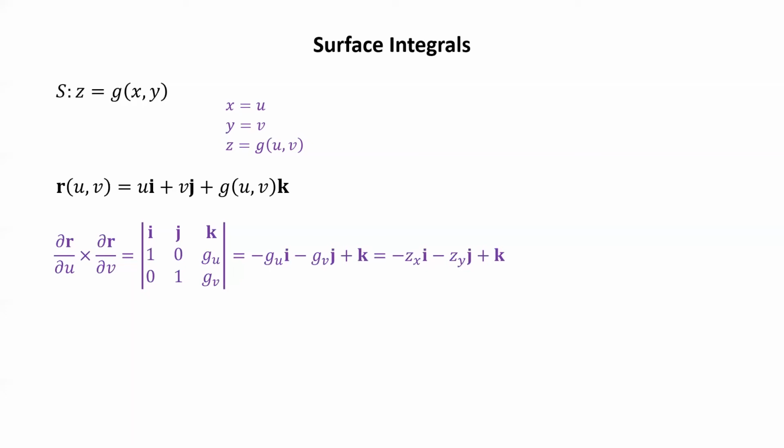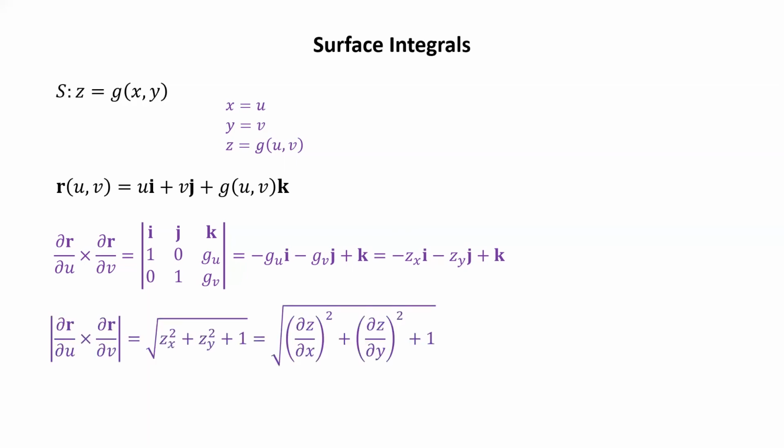And g sub u is the same as z sub x, because g is z and u is x. And similarly, g sub v is the same as z sub y. So now when we take the length of this cross product, we take the squares of each of those components, z sub x squared, z sub y squared, 1 squared is 1, add them up and take the square root. We could also write that as the square root of the partial of z with respect to x squared plus the partial of z with respect to y squared plus 1.